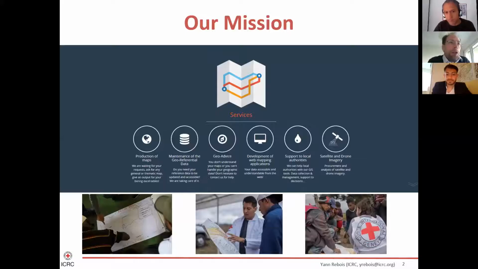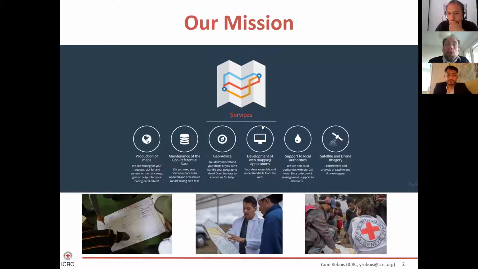Maps during the crisis. During the crisis, in the production of maps, we are maintaining the georeferential data set that is used in the various transactional systems and databases at the ICRC.